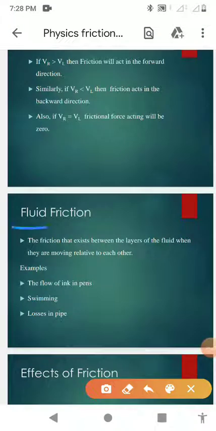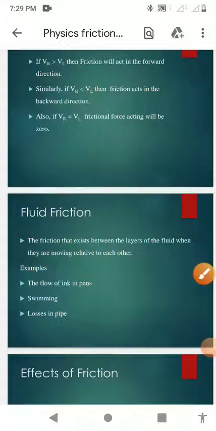type of friction, that is fluid friction. Okay, this type of friction exists between the layers of the fluids. Now when we discuss the word fluid, most students think that it is a liquid kind of thing. Fluid means what? It may be air or it may be liquid. Air and liquid both are called fluid, isn't it? So let me clear this first. The friction that exists between the layers of the fluid when they are moving relative to each other is known as fluid friction.